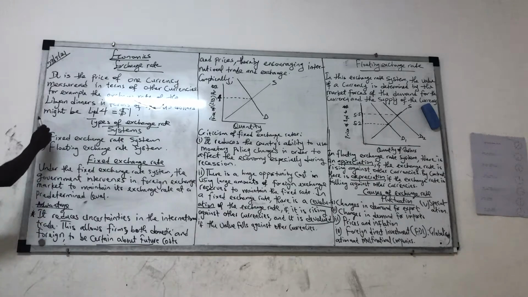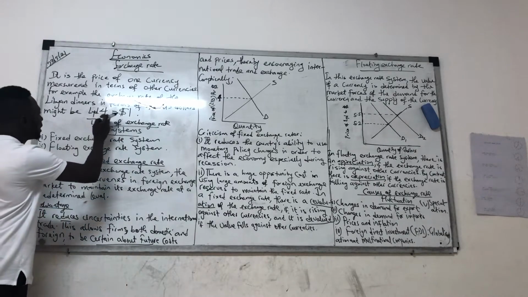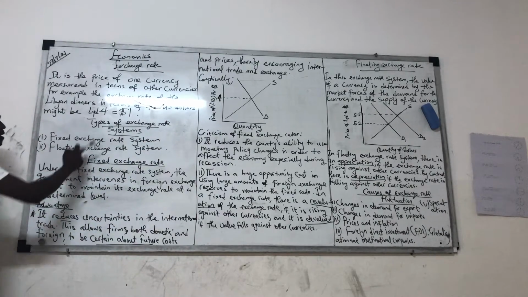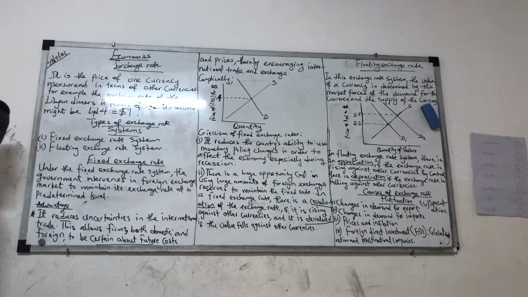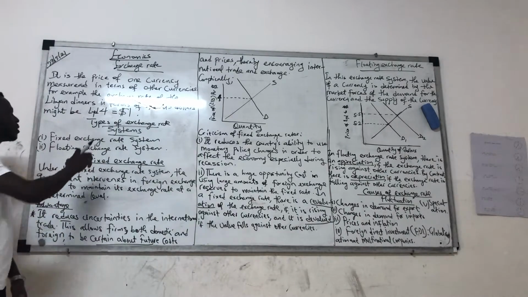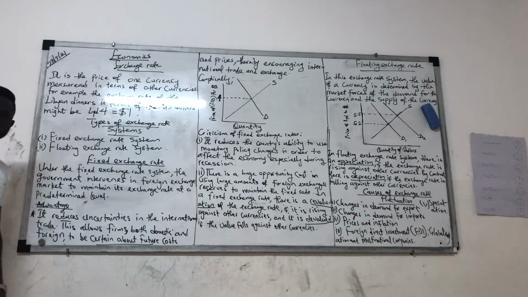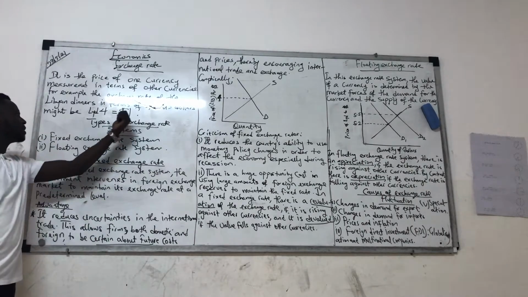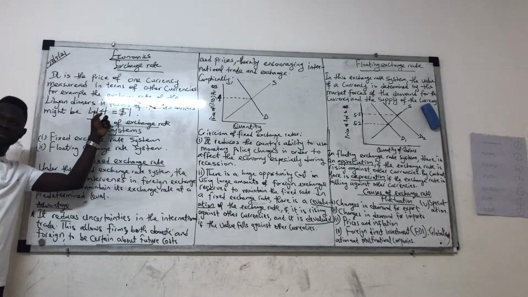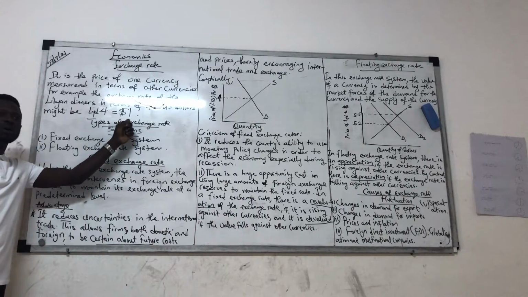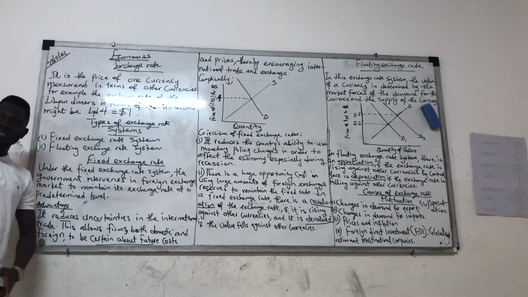So for example, the exchange rate of the Libyan dinars in terms of the US dollars might be 4 Libyan dinars to $1. That means for $1 you have 4 Libyan dinars. Do we understand exchange rate here? So the rate of the dollar in terms of the dinars, or the rate of the dinars in terms of the dollar. Do we get exchange rate here?